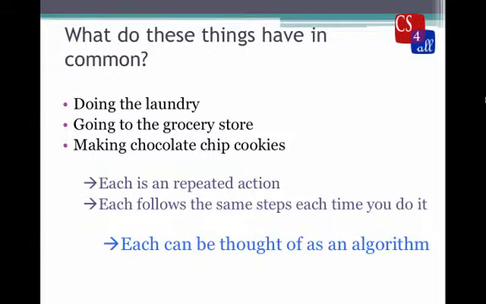So what do these things have in common? Doing the laundry, going grocery shopping, and making chocolate chip cookies? Well, each is a repeated action. Every time you have laundry, you have to do it. Every time you need groceries, you have to go to the grocery store. And every time you want fresh, home-baked cookies, you just have to make them. And each of them follows the same steps every time you want to do it. So each of these things can be thought of as an algorithm.